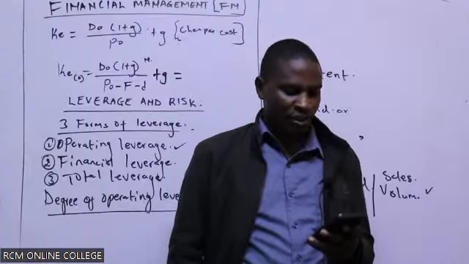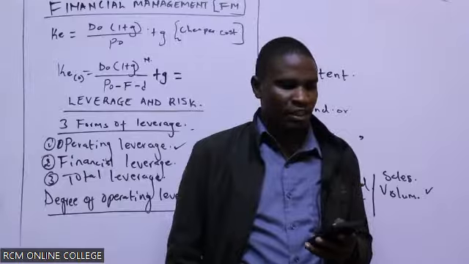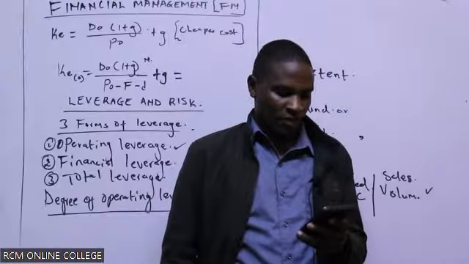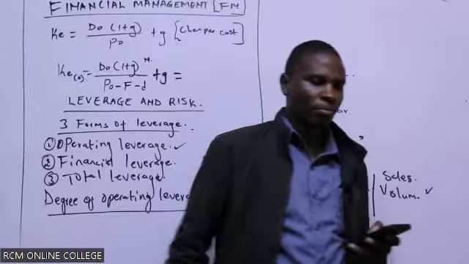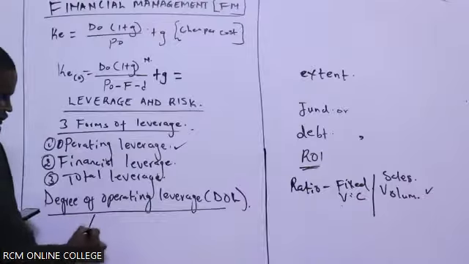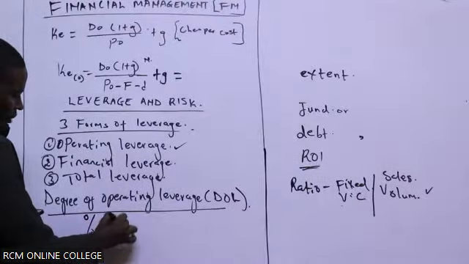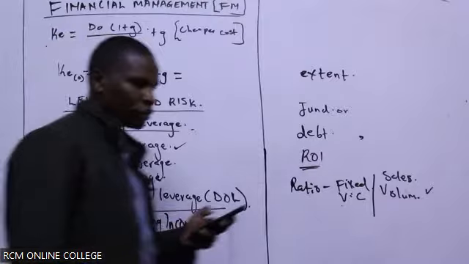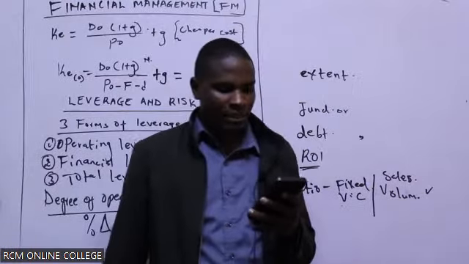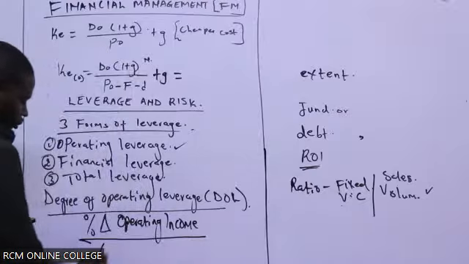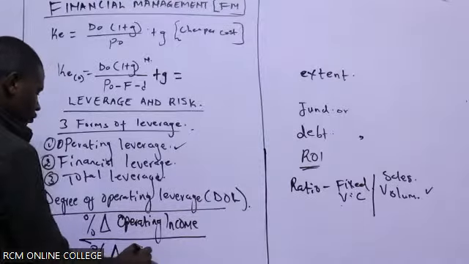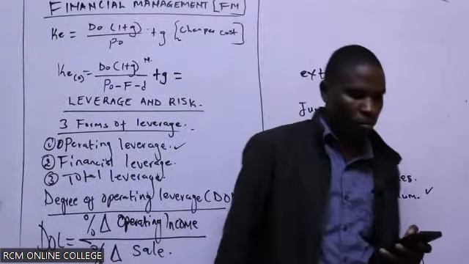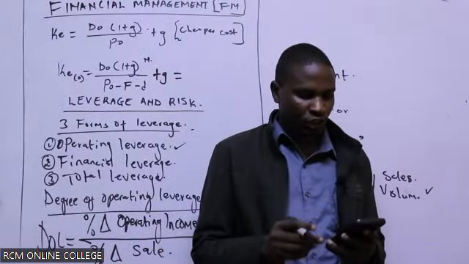So you say that the degree of operating leverage is calculated as the percentage change in operating income, divided by the percentage change in sales. Percentage change in operating income divided by the percentage change in sales.